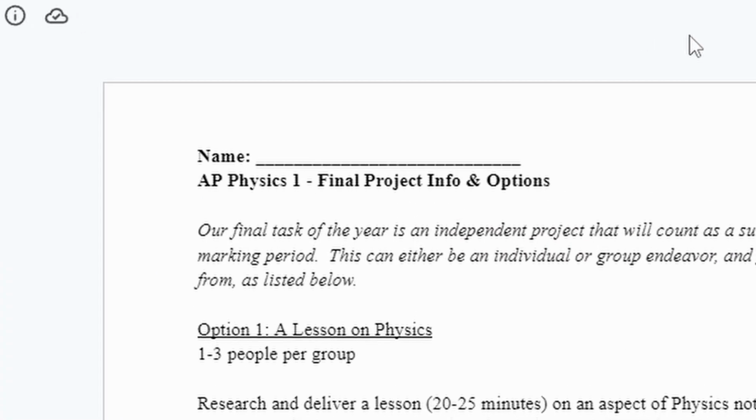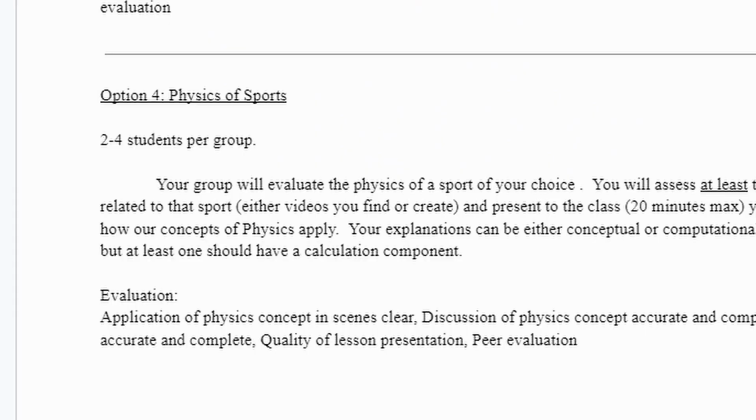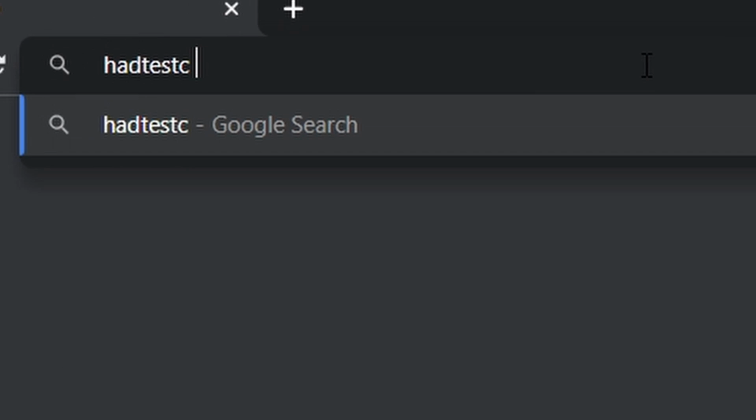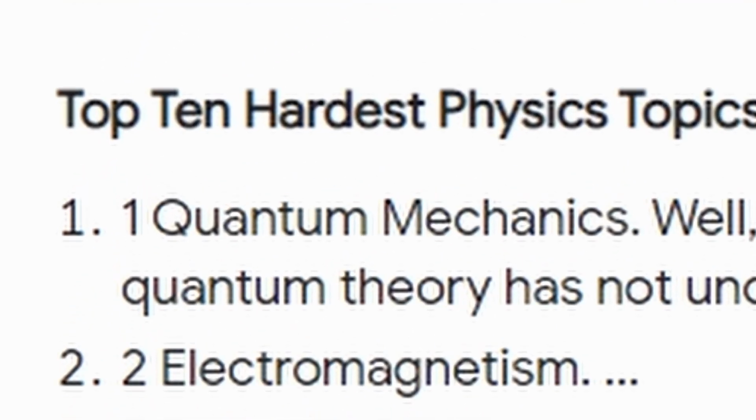Alright, so what do I want to do about this AP Physics final project? Well, I could do a lesson, escape room. Nah, I could do physics and movies, but my favorite movie is Big Hero 6, and that doesn't even count. Physics of sports? I guess that could work, but I swim. I could do a lesson, but what would I do it about? Hardest physics topic, quantum mechanics. You know, that'd be pretty funny if I did my AP Physics final project on the hardest physics concept ever.